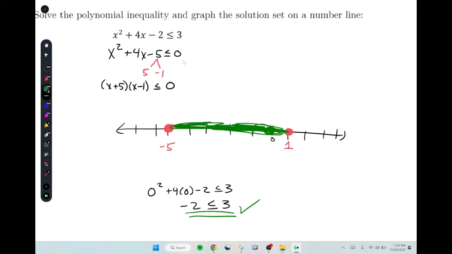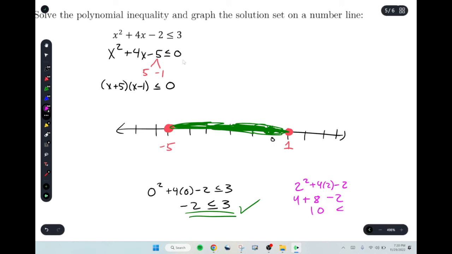So we can kind of guess what's about to happen, but I think we have to check the other points just to be safe. So let's check 2. 2 squared plus 4 times 2 minus 2 is 4 plus 8 minus 2 is 10. Is 10 less than or equal to 3? Heck no. That's bad. So everything out here is bad, because this one didn't work.